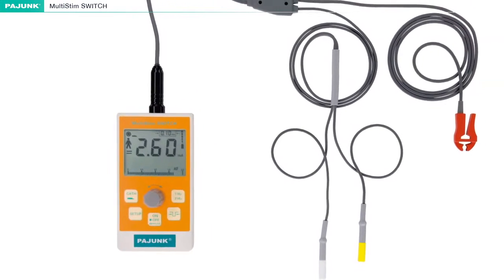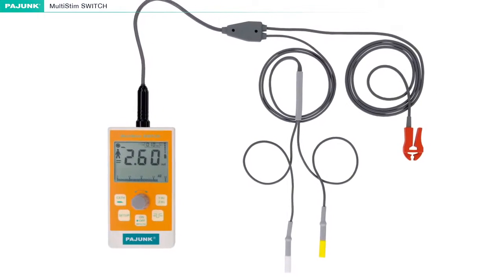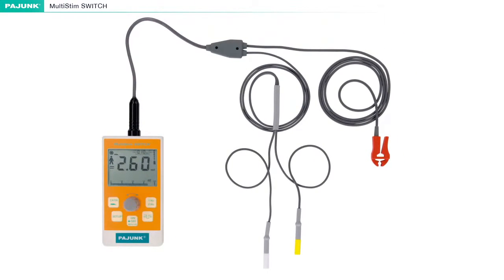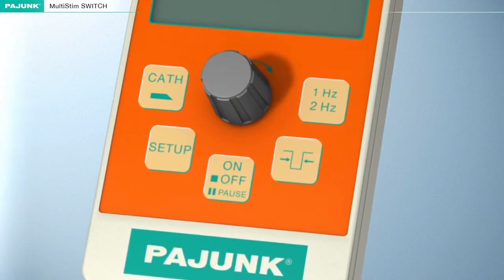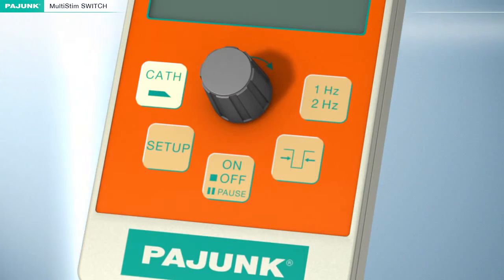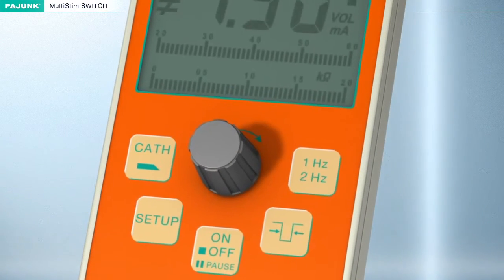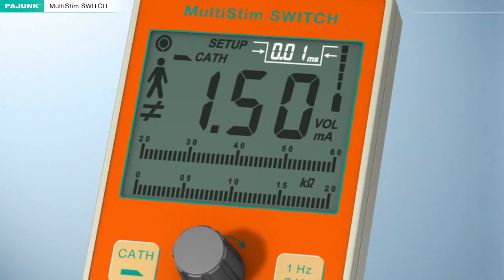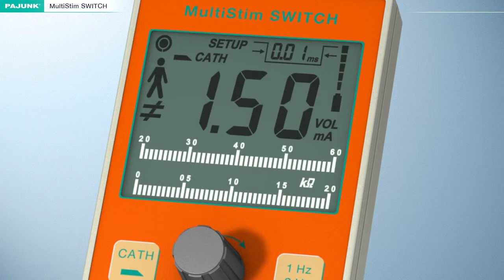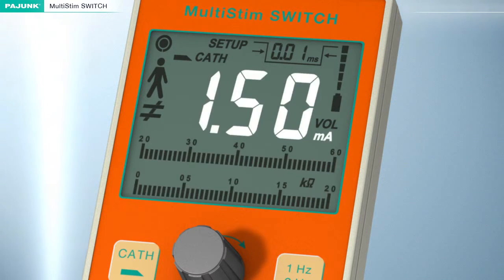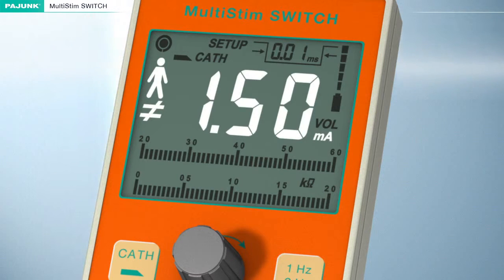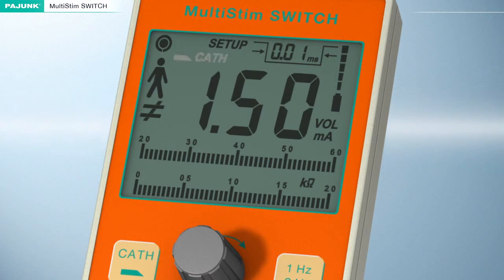With this device, Pajunk has laid the foundation for a new generation of nerve stimulators, which will guarantee maximum safety and efficiency. The nerve stimulator has 5 control keys: toggling between cannula, catheter, setup, on, off, pause, impulse bandwidth, 1 Hz, 2 Hz, and a turning knob.